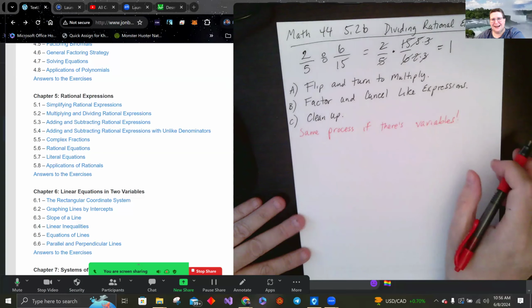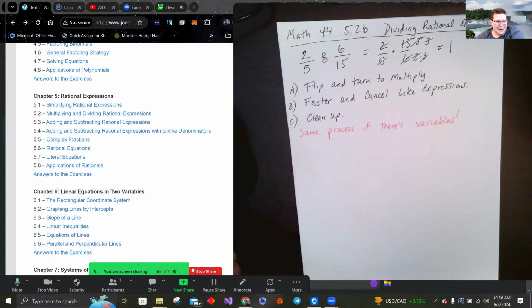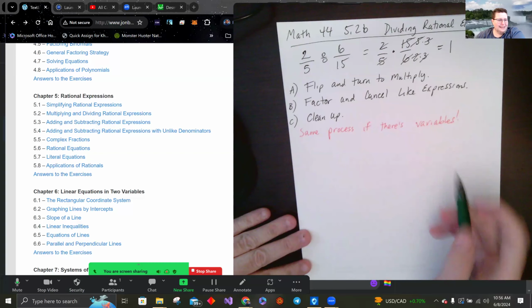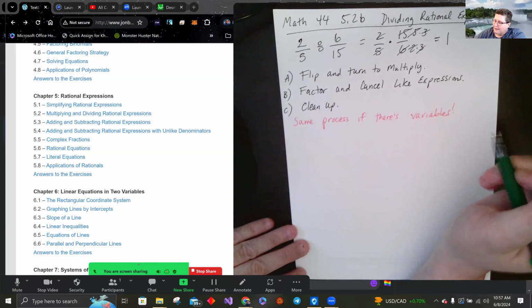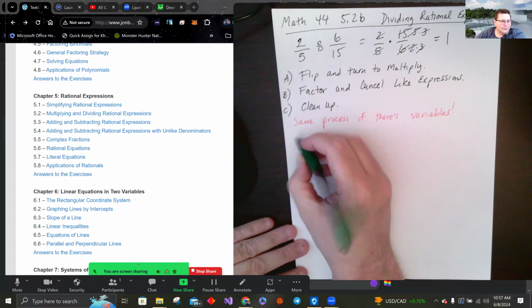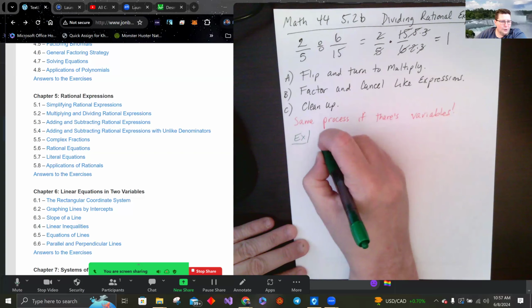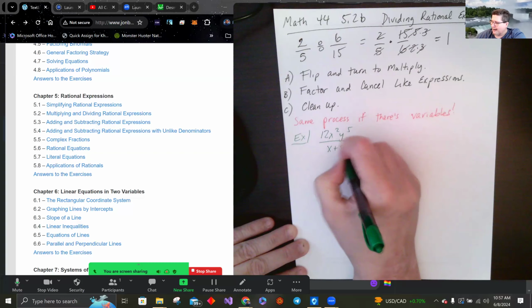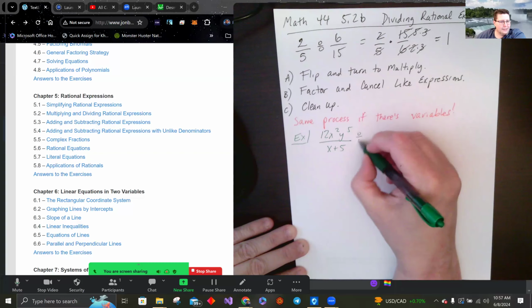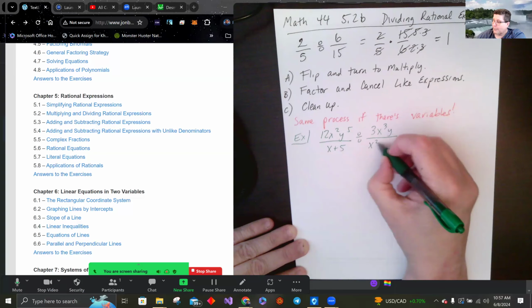And I know you guys are not going to like this because it's a lot of work. But it is what it is. We're going to factor and cancel. So let's look at some examples. Let's do 12x squared y to the 5th power over x plus 5. And we're going to divide that by 3x cubed y over x squared minus 25.